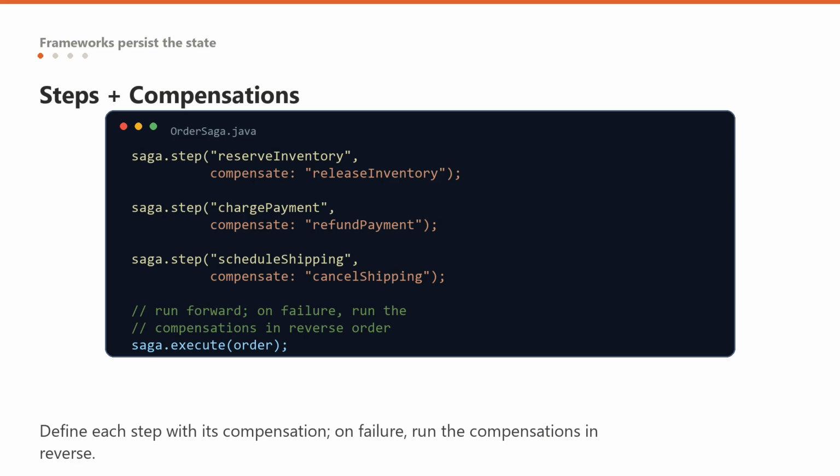If any action throws, it stops and runs the compensations for all the completed steps, in reverse. Frameworks like Camunda, Temporal, or Axon do the heavy lifting, persisting the saga state so it survives a crash and resumes correctly. But the shape is always this: forward actions, paired with backward compensations.